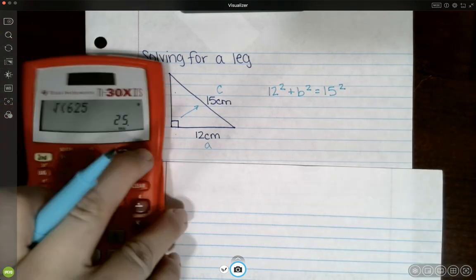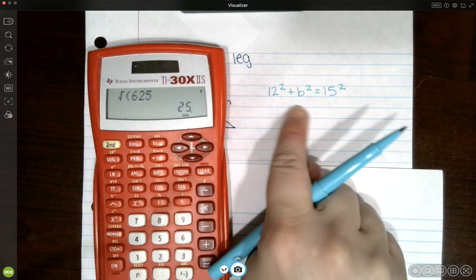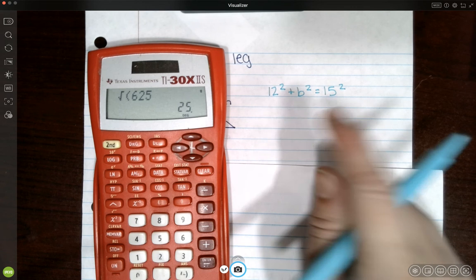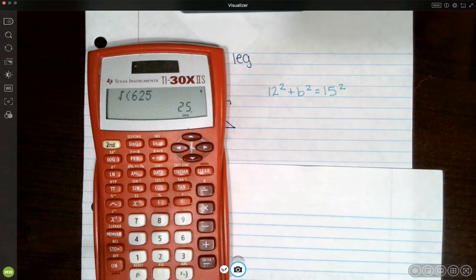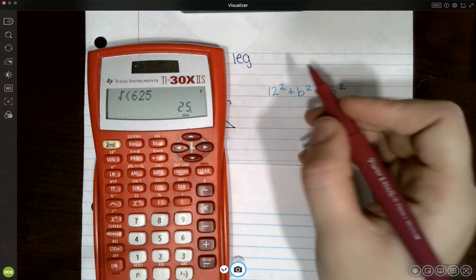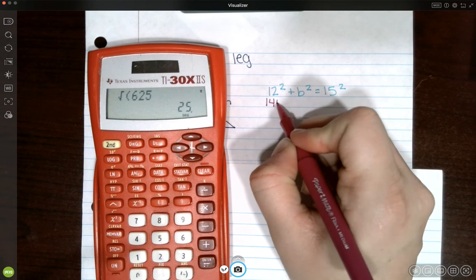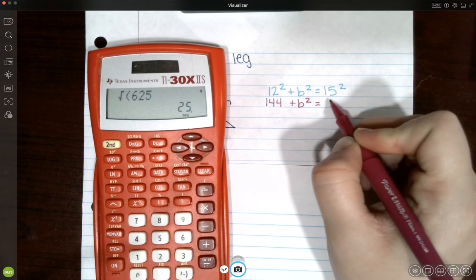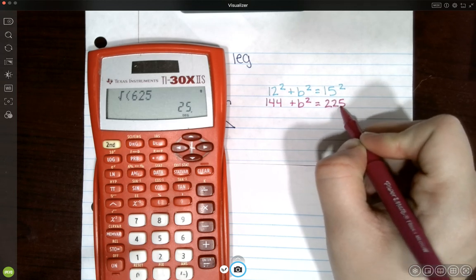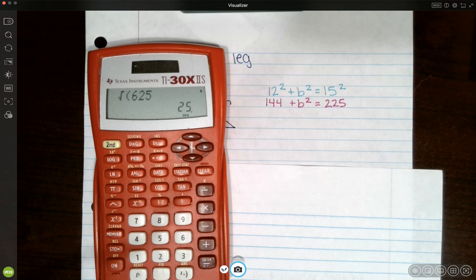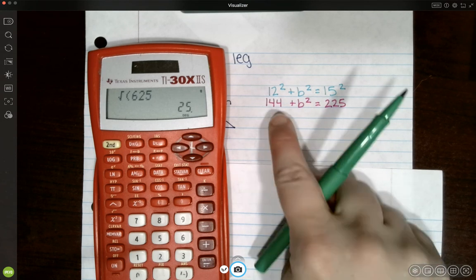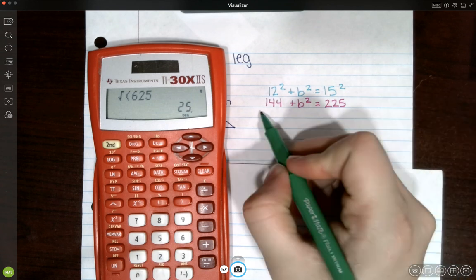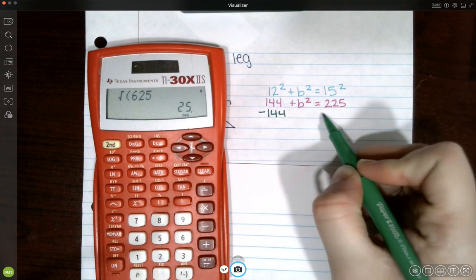Now notice I'm not on the same side, so I cannot overload this calculator. I can do my 12 squared, and I get 144, because 12 times 12 is 144, plus the unknown, equals 15 squared, which is 225. So now we're dealing with a two-step equation. I need to subtract a leg from the hypotenuse to get this other leg's piece. So we're going to subtract 144 from both sides.